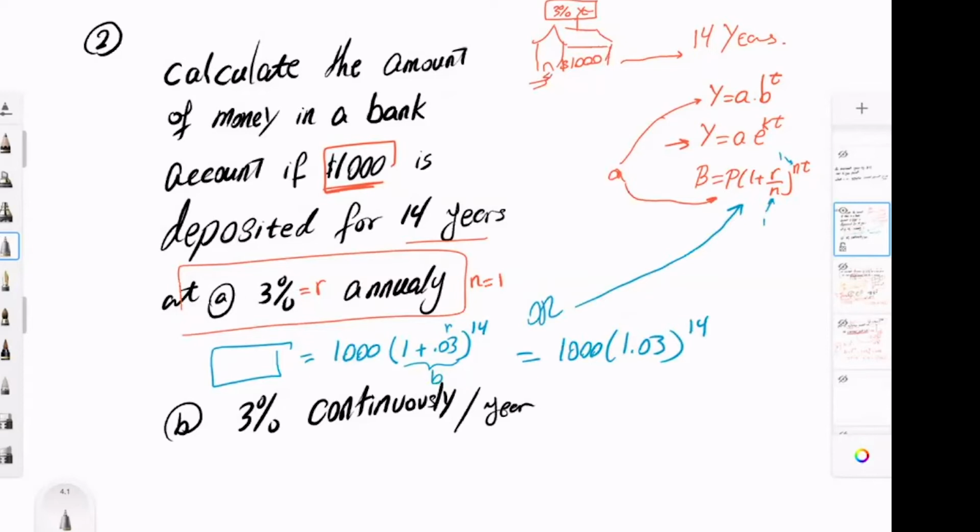How much money are we going to have? Can you guys calculate this? I think it's 1,512.59. Okay, approximately 1,500, not bad. Wow, 3%.